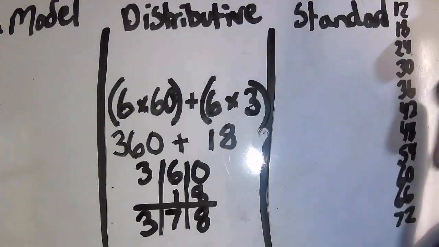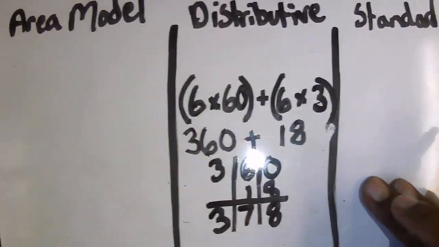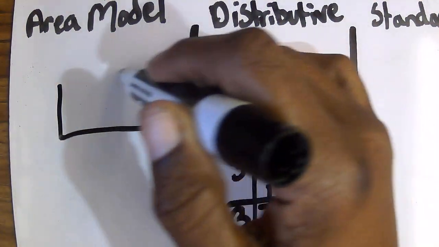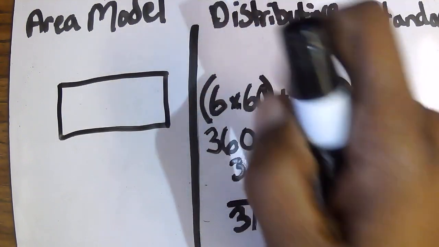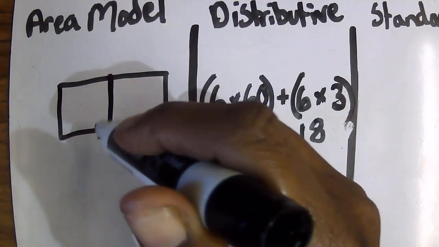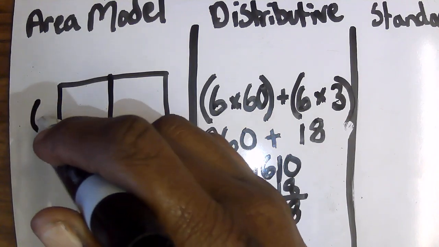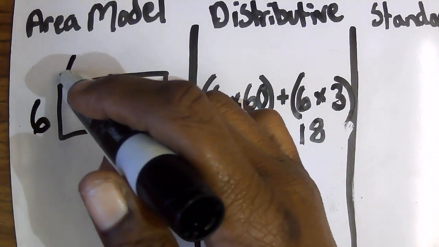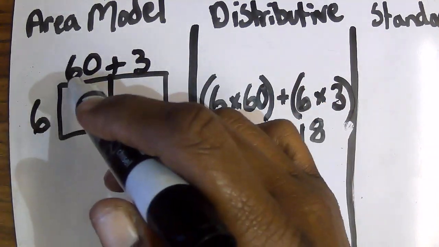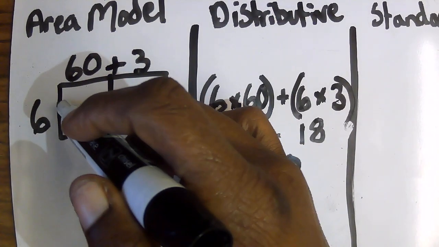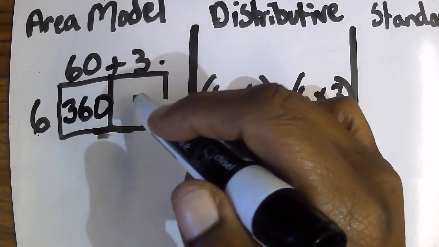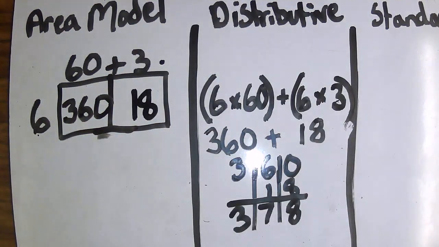And now the area model, which is very similar. I have two numbers, so I should have two boxes. So one line will give me two boxes. We're multiplying by 6. And our expanded form is 60 plus 3. Okay, 6 times 6 is 36. And the 0 drops in the box. 6 times 3, 18.